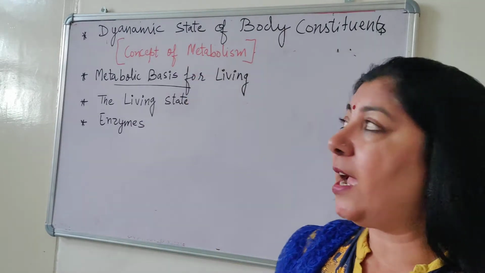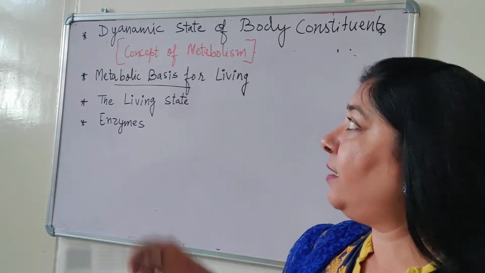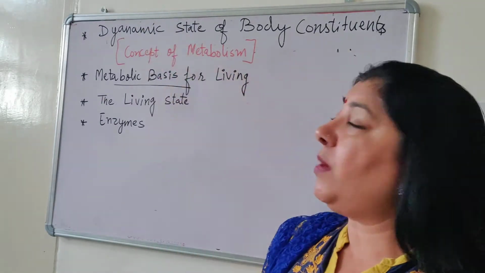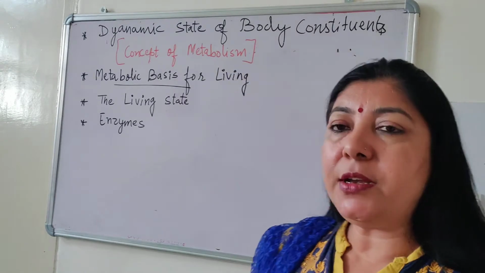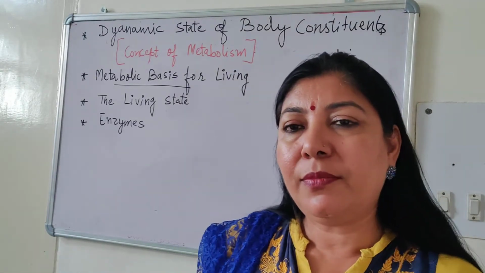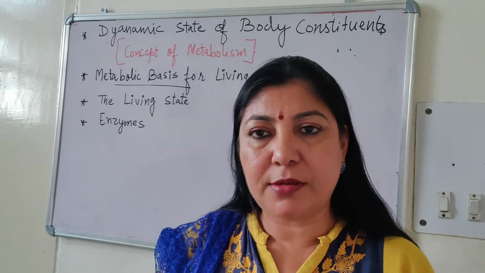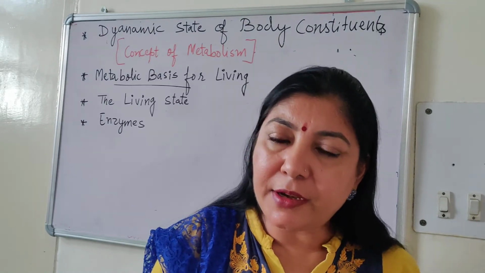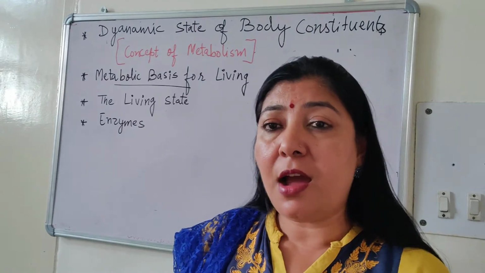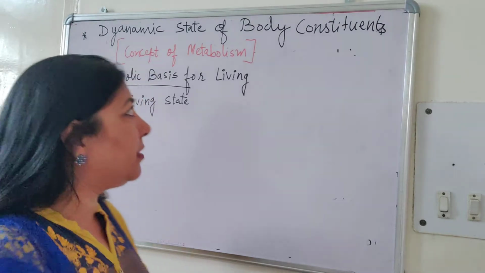Now, the first topic is the dynamic state of body constituents. That is the concept of metabolism. Before coming to the dynamic state, you must know what is metabolism. In lower classes, you have already studied that metabolic reactions are of two types, catabolic and anabolic. So, metabolic reactions are the sum total of catabolic and anabolic reactions.